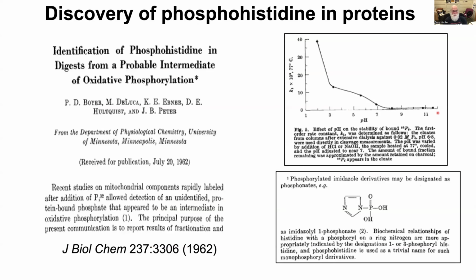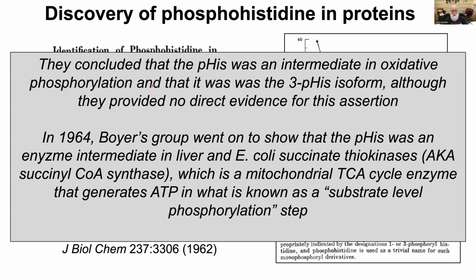So this was the first paper from Paul Boyer's group in Minnesota, describing identification of phosphohistidine as an intermediate in OXPHOS. And he went on a couple of years later to show that the phosphohistidine was an enzyme intermediate in succinate thiokinase, perhaps better known as succinyl-CoA synthase.